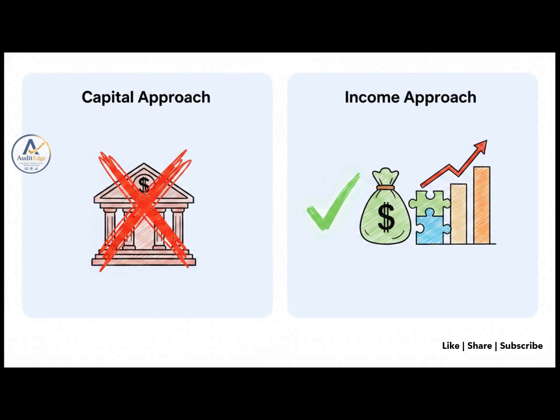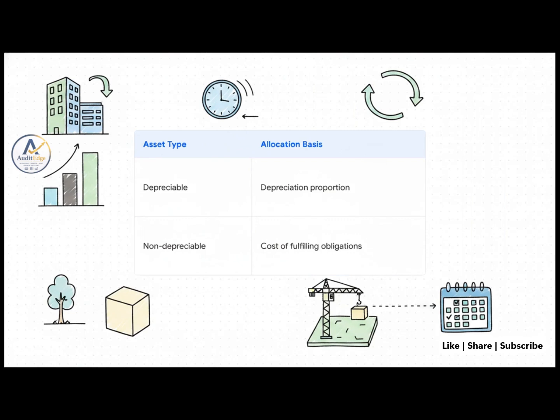And this brilliantly illustrates the big philosophical debate in accounting: the capital approach versus the income approach. The capital folks argue grants are just financing devices for the balance sheet, but IND AS 20 strictly mandates the income approach. Why? Because grants aren't just free money. They are earned through compliance. Therefore, they must be recognized in profit or loss on a systematic basis to exactly match the related costs they compensate.